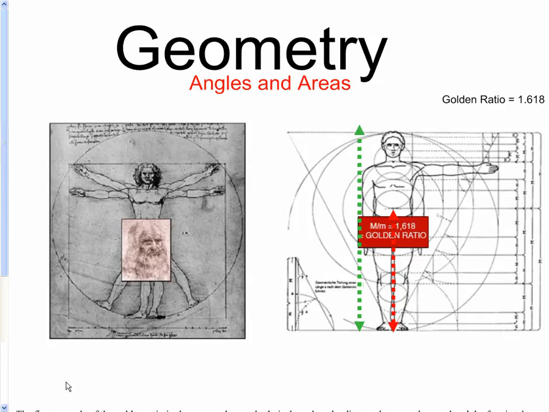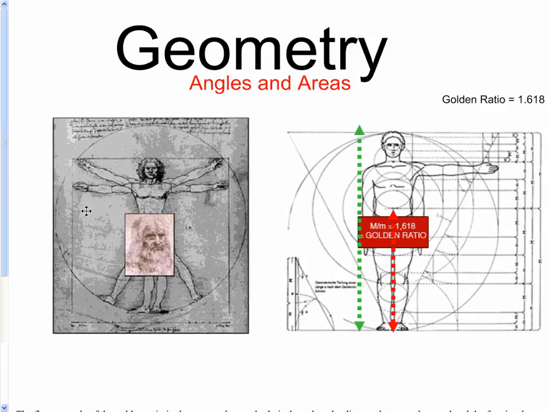Okay, the golden ratio. Who drew this picture? Do you guys recognize it? Leonardo da Vinci. Yes, he was a genius. And he was a Renaissance man, and he could do lots of different things. He was an artist. He was a designer of inventions.